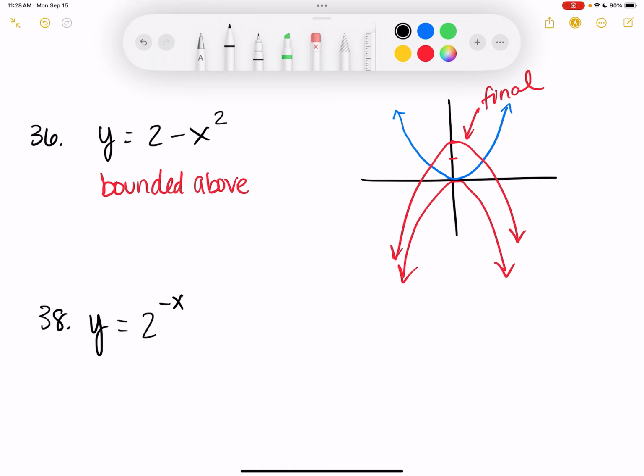So it can't cross 0, so would this be bounded above or below? Below. Hey, it looks like mine's touching. It's going to look like that, but if you trace the function, you're going to see it gets closer and closer to 0, but never actually hits 0.